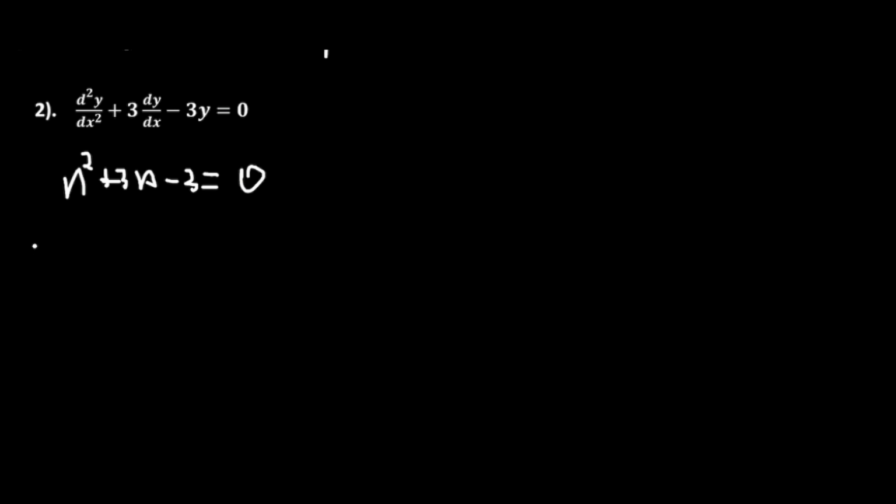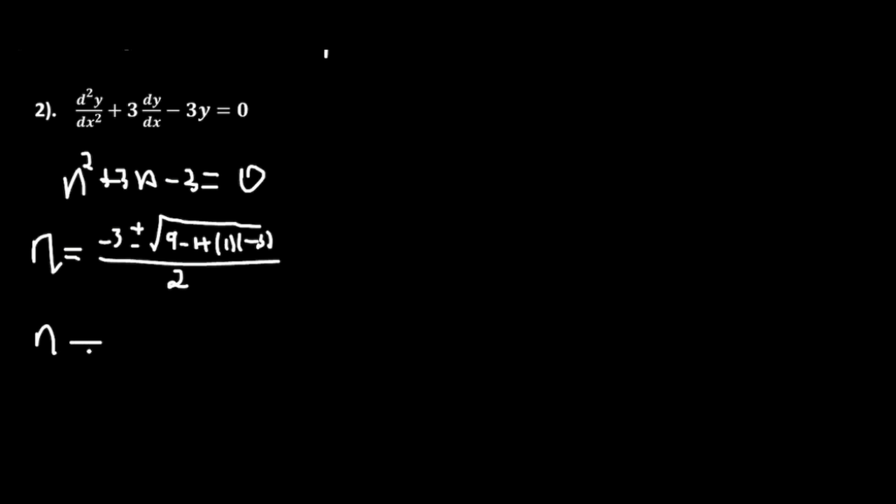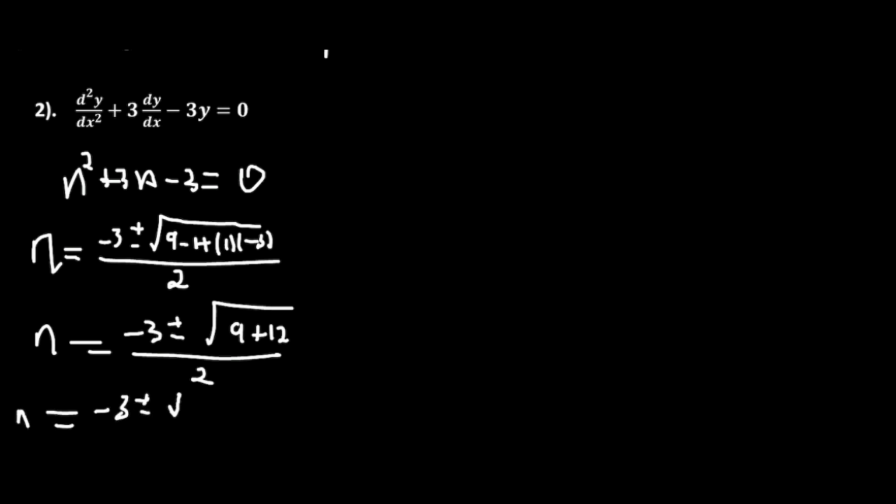To use the formula method, we have n equal to minus b plus or minus the square root of b squared minus 4ac, all over 2a, where a is 1, b is 3 and c is minus 3. So we have minus 3 plus or minus the square root of 9 plus 12, divided by 2. So our n will finally be minus 3 plus or minus the square root of 21, divided by 2.